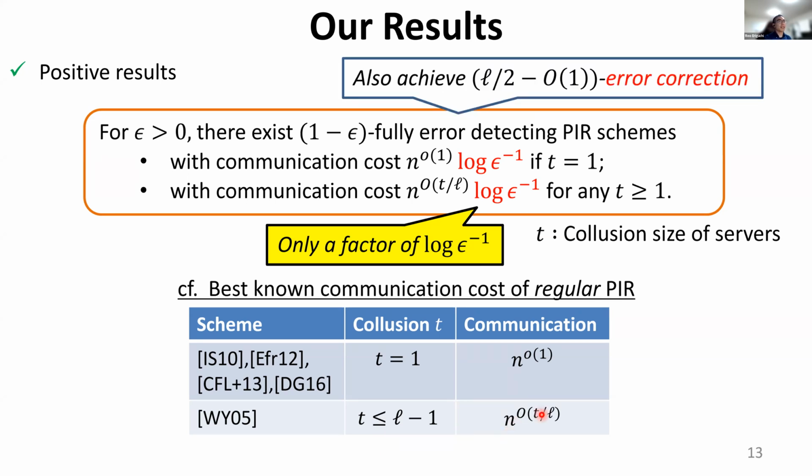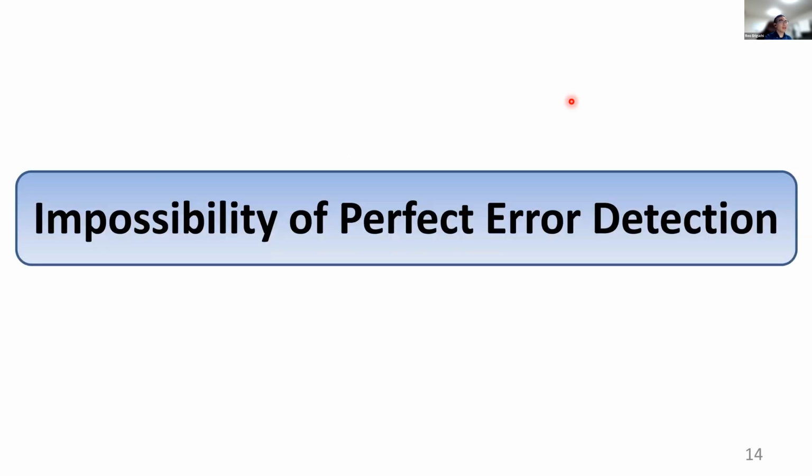Finally, we also show that our schemes additionally achieve limited error correction. Although the number of errors must be less than L/2, recall that error correction is possible only if more than half of the servers are honest. So this limited error correction capability is not so bad. From now on, we explain the technical details of our results. First, we show our impossibility result.